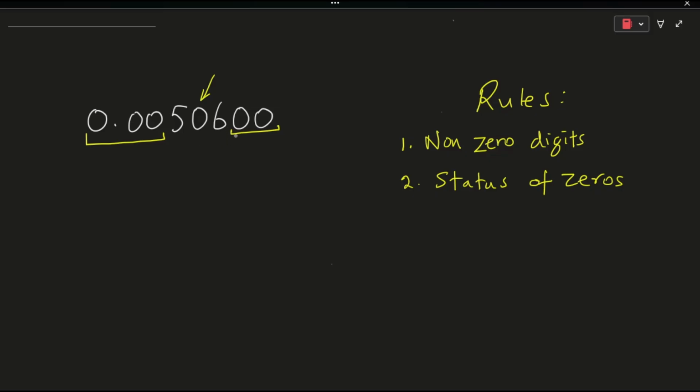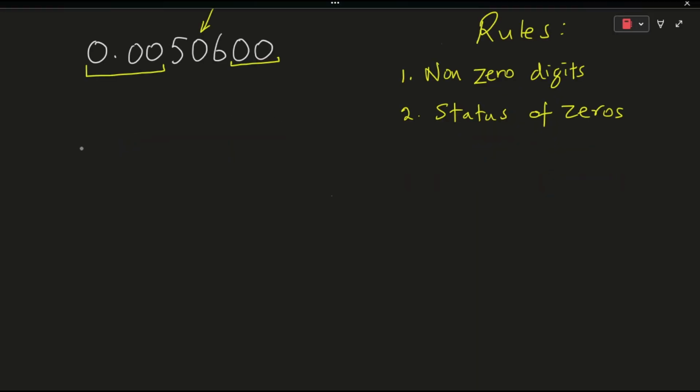And with trailing zeros, it depends whether the figure has a decimal point. When the figure has a decimal point, trailing zeros are considered significant. When the figure does not have a decimal point, trailing zeros are considered not significant. Now, let's look at these figures.